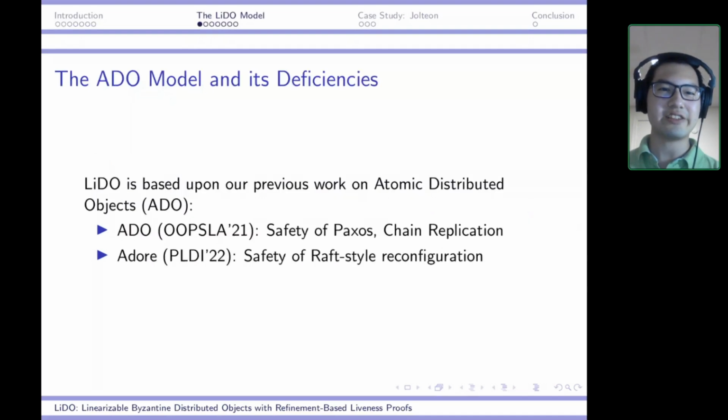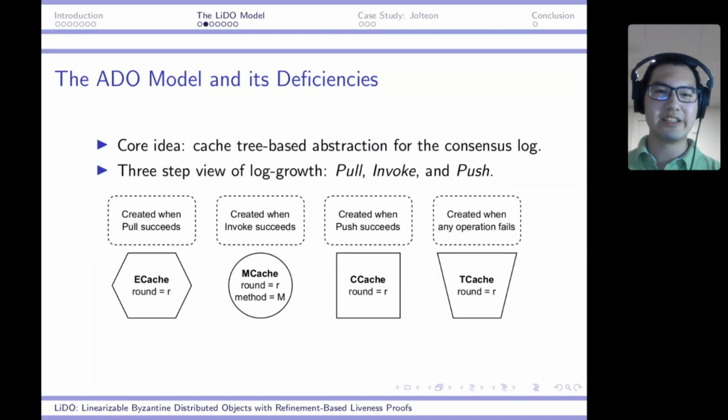I will skip a lot of details due to limited time, but you can find them in our paper. So the LiDO model is based upon our previous work on a model called the atomic distributed object, called ADO, where we used it to implement several benign consensus protocols and verified their safety but not liveness. The core idea of ADO is that we use a cache tree-based abstraction for the consensus log, and model the growth of the log through 3 steps, which we call pull, invoke, and push. And we represent the results through these figures called cache nodes.